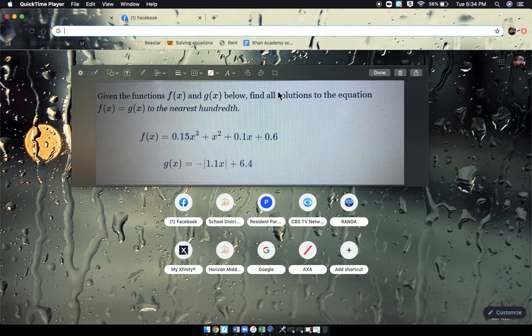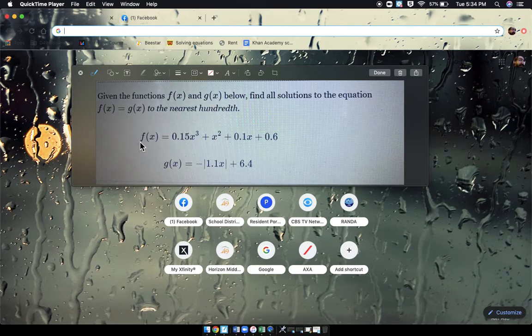All right. So today I was asked about how we can solve a question like the following. We're given two different functions, and f of x is literally just saying the function that we're naming f, and x is the input. So that's why we have all the x's on this side. This is equivalent to saying the same thing as y. So this is like saying y equals 0.15 x cubed plus x squared plus 0.1 x plus 0.6.